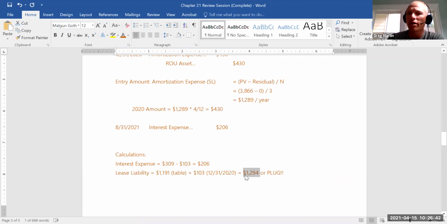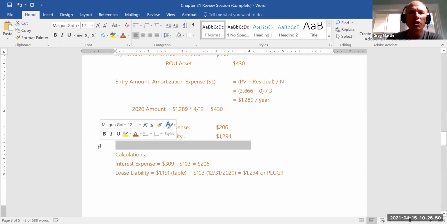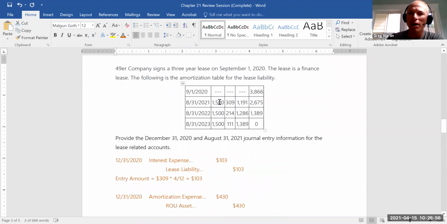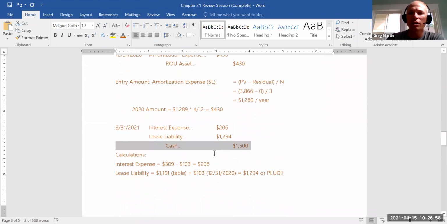Good. It is a debit because we're reducing the lease liability account. So we're going to debit that account, $1,294. Now, the reason why we could have done a plug is something that some students just forget, which is that, oh, wait, we have a payment. So we know that there's going to be a credit to cash for $1,500. So that's going to be part of the journal entry no matter what.